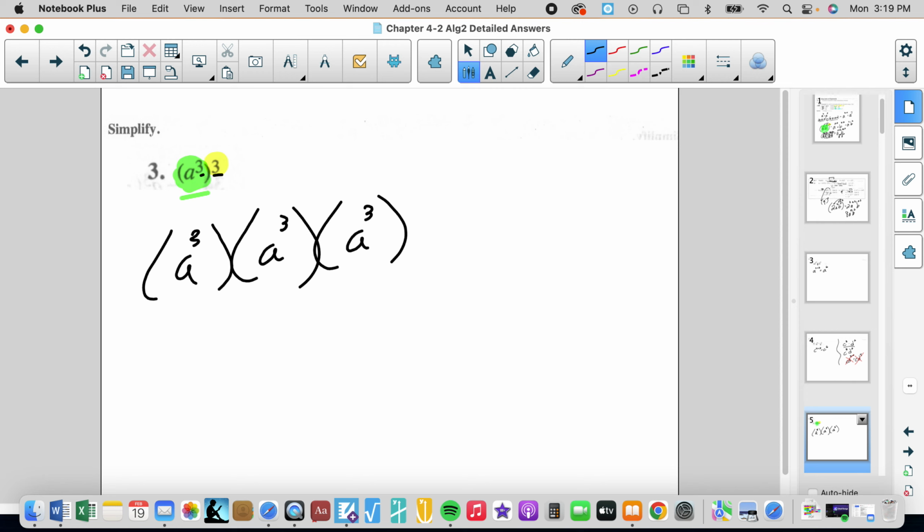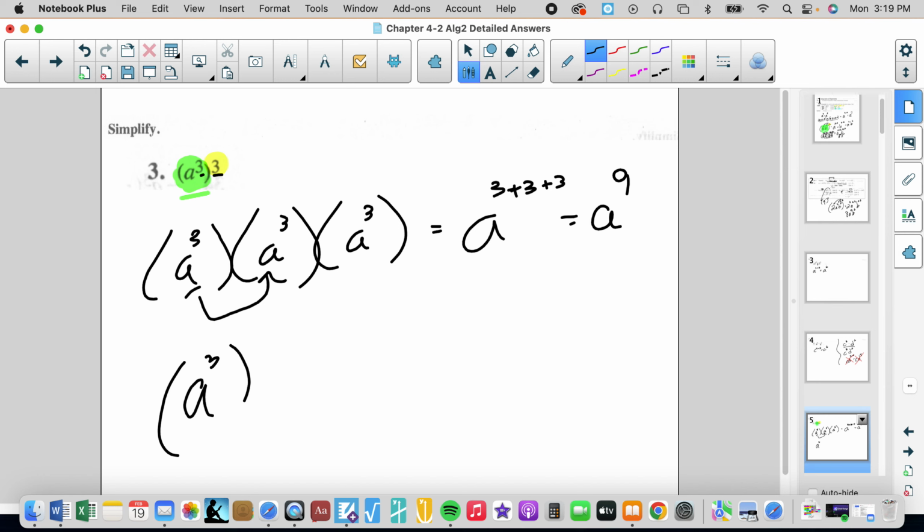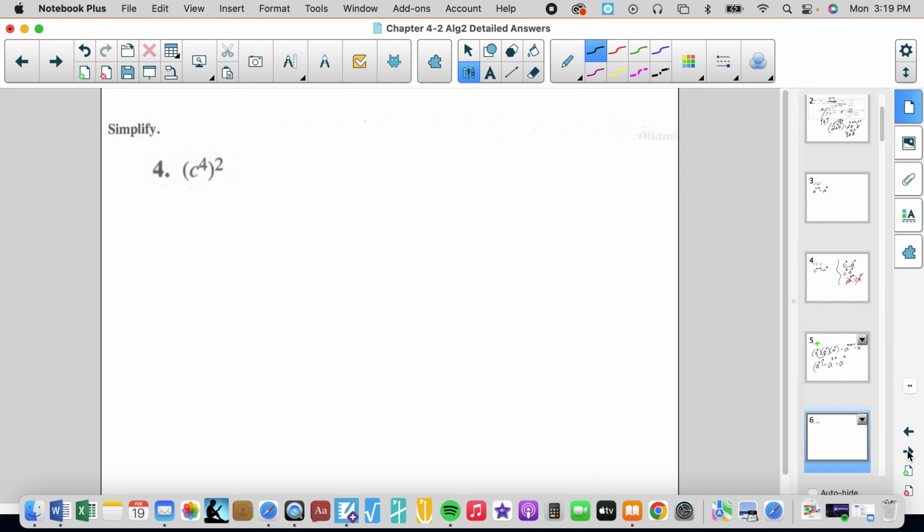And so we could look at it in this sense that we're multiplying like bases. So we would just add their exponents. But that's very time consuming, and it's much faster to just know that when you have a power of a power, you're going to multiply those exponents and you get it like that. So 2 ways. It's good to understand what's going on.